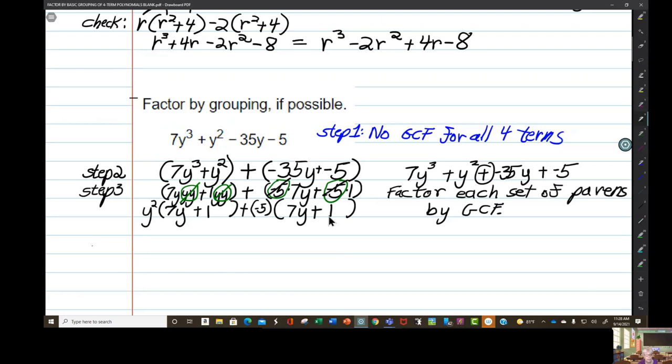And now a good way to check yourself and see if you made a mistake here is just to mentally distribute the -5 to both of these terms. -5 times 7 is -35 times y. That would give you negative 35y. -5 times positive 1 is -5. Okay, so far we're doing it right.